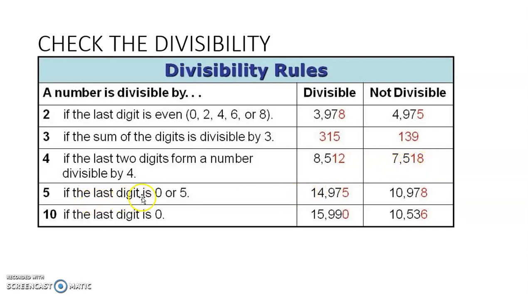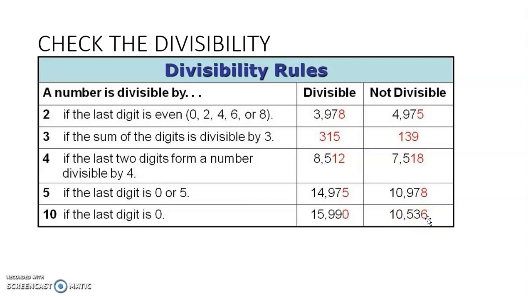Now the rule of 5 says the last digit should be either 0 or 5. So here 5 is at the end, so we can say that 14,975 is divisible by 5. And here the last digit is 8, so 10,978 is not divisible by 5. Now what is the rule of 10? The rule of 10 says the last digit should be 0. So here the last digit is 0, so this is divisible. 15,990 is divisible by 10. And here the last digit is not 0, so 10,536 is not divisible by 10.